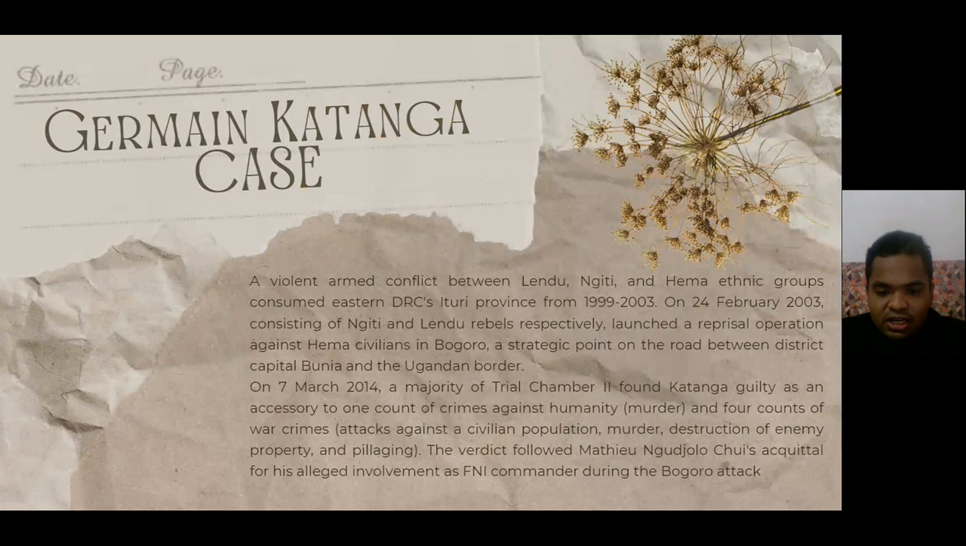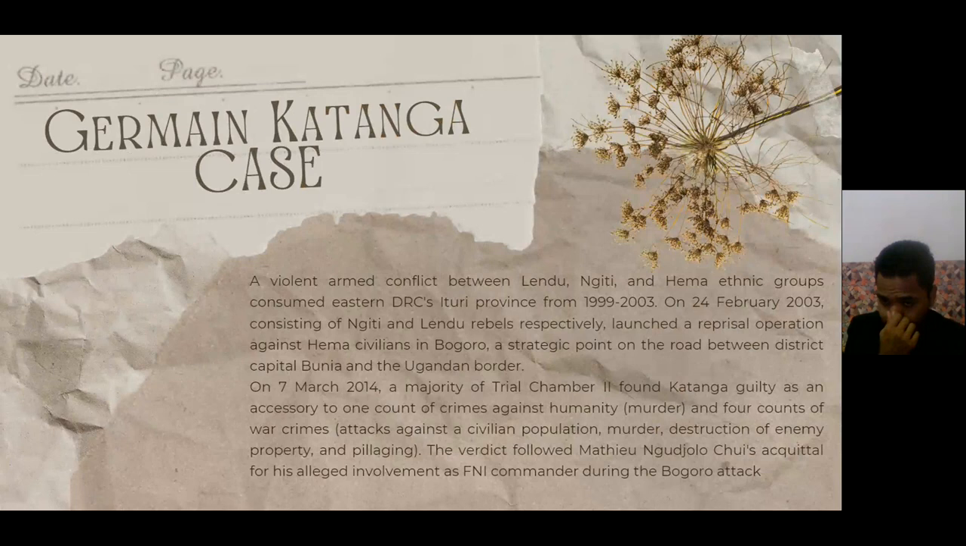On 7 March 2014, a majority of Trial Chamber II found Katanga guilty as an accessory to one count of crimes against humanity, murder, and four counts of war crimes: attack against civilian population, murder, destruction of enemy property, and pillaging. The verdict followed Mathieu Ngudjolo Chui's acquittal for his alleged involvement as FNI commander during the Bogoro attack.